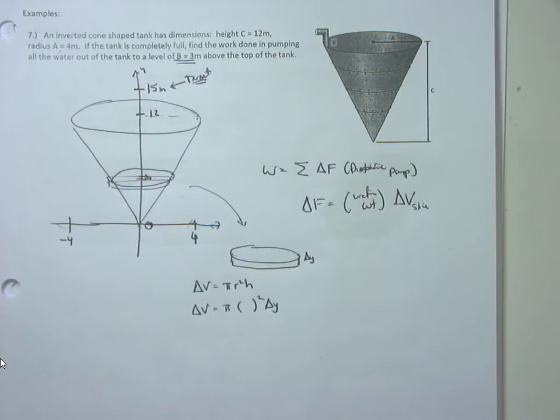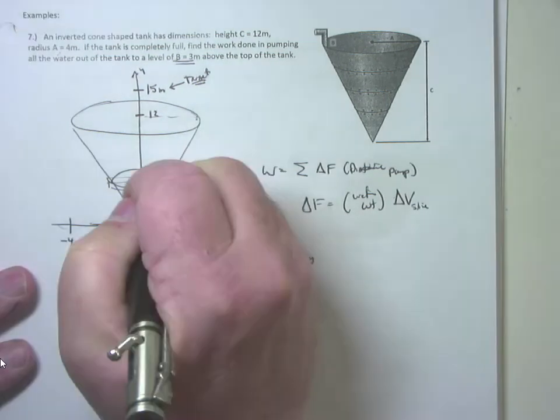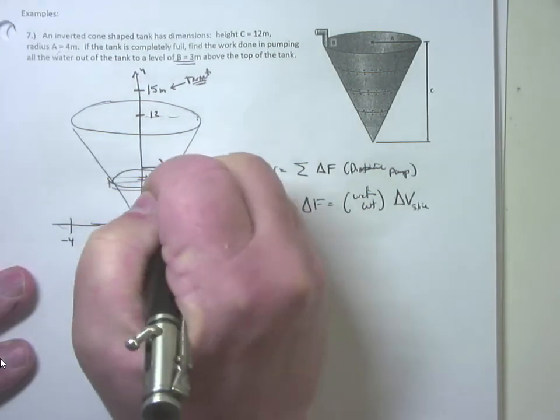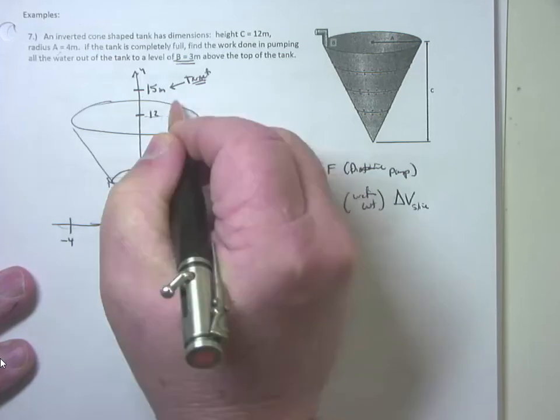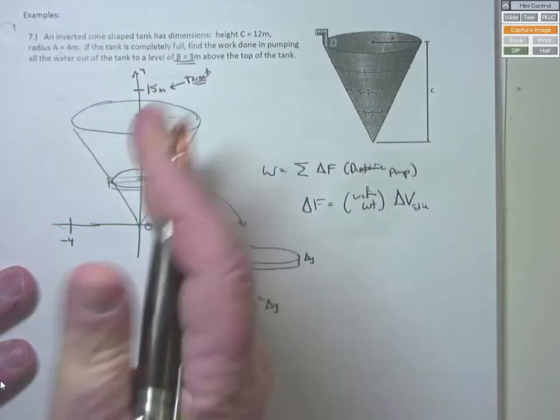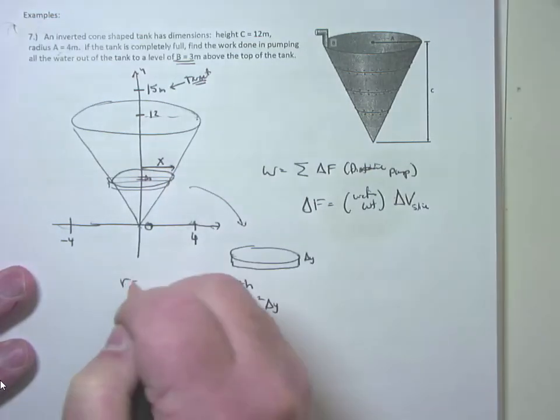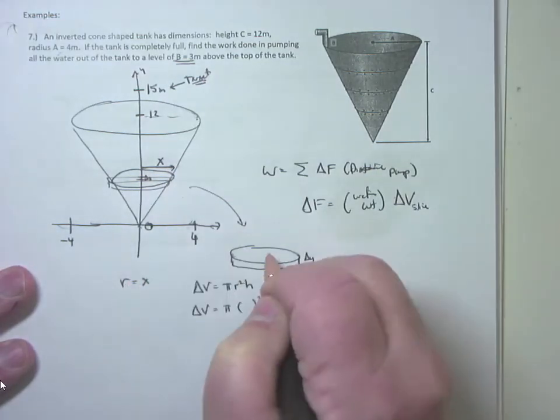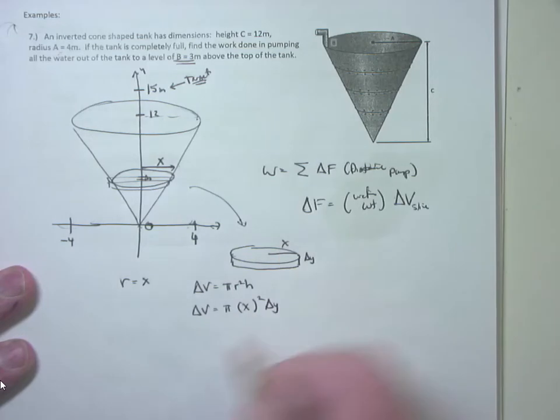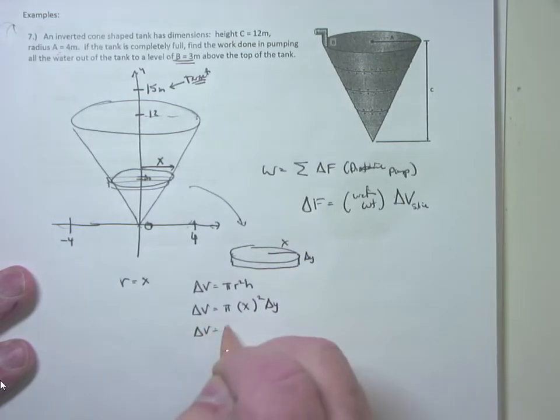Anytime you're plotting points and you move away from the y-axis, what direction are you going into? The x. You plot points: you go over x, up y, right? And so I'm moving away from the y-axis, so my radius would actually be equal to x on this guy. This would be an x radius. So your delta volume is going to be pi x squared delta y.